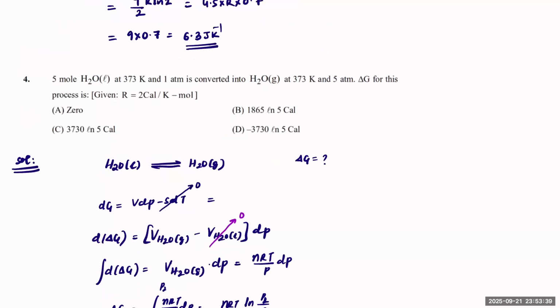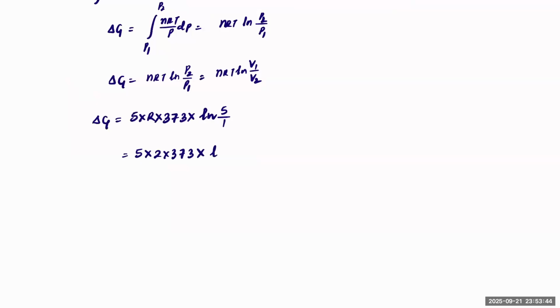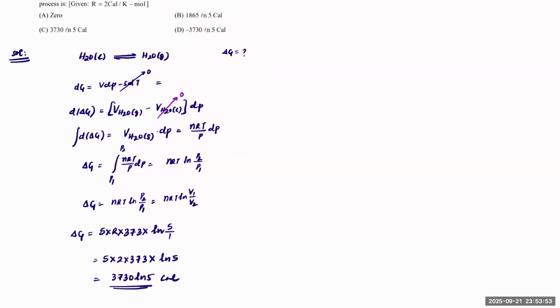Is the ln 5 value given? No, ln 5 value is not given. But the answer is given in ln 5 only, so let me keep it that way. So it is 3730 ln 5. That should be the answer in calories. Right. So please go through it once, everybody.